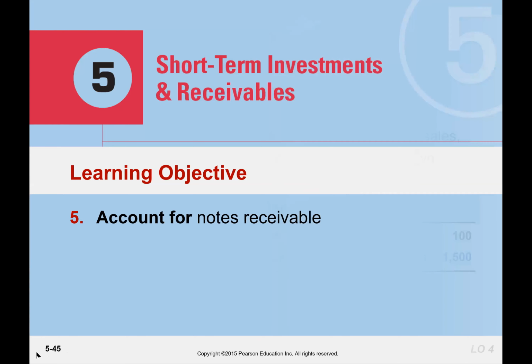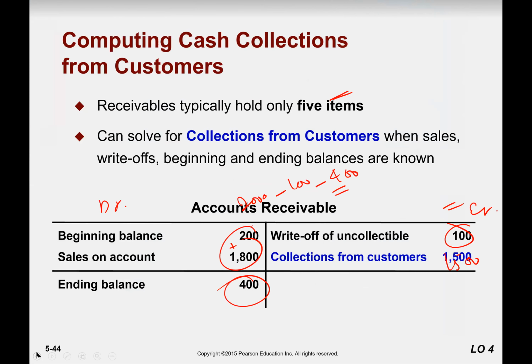400. I can read your numbers, sir. It's 2,000 minus 100 minus 400. Answer is 1,500. Oh, okay, I see. Or you can say 200 plus 1,800 minus 100 minus the balance 400. Or just follow the logic that the debit side is 400 greater than the credit side. That's it.